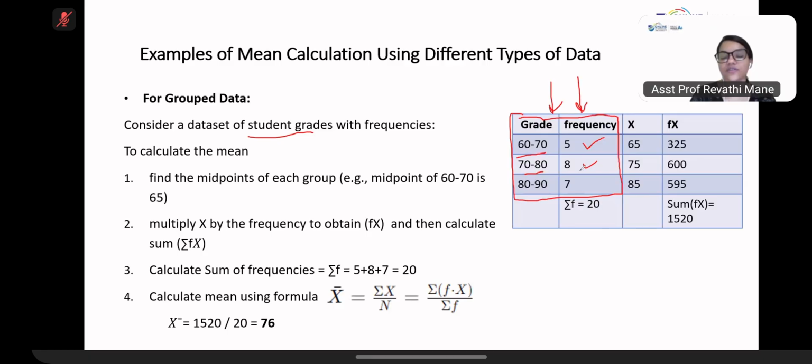So this is how you understand the data firstly. So your data type here is group data. So for this also you can find the mean in group data. Step number 1, you have to calculate this column, which is your x column. So what is x? X is called the midpoint. So how do you calculate the midpoints?